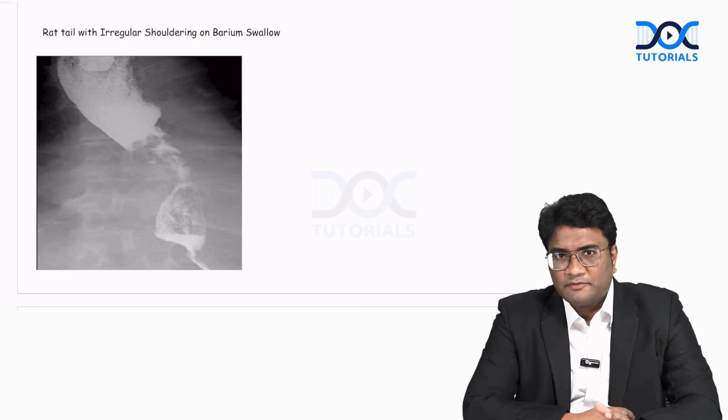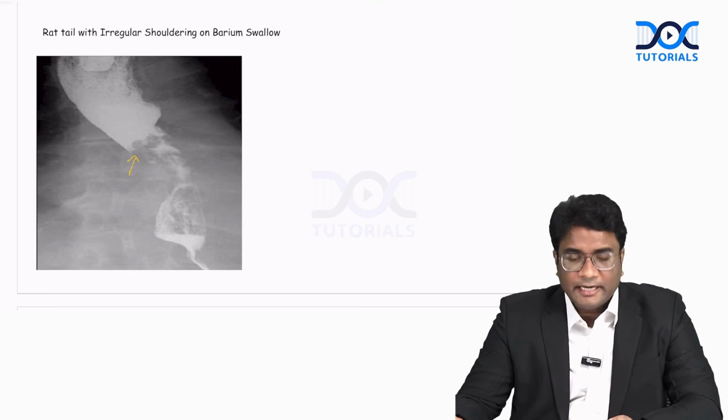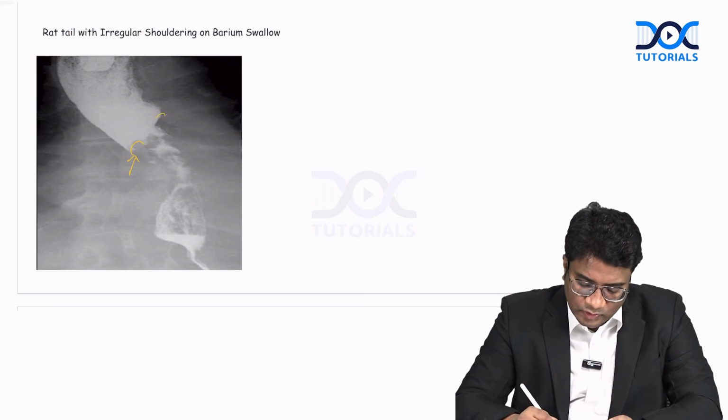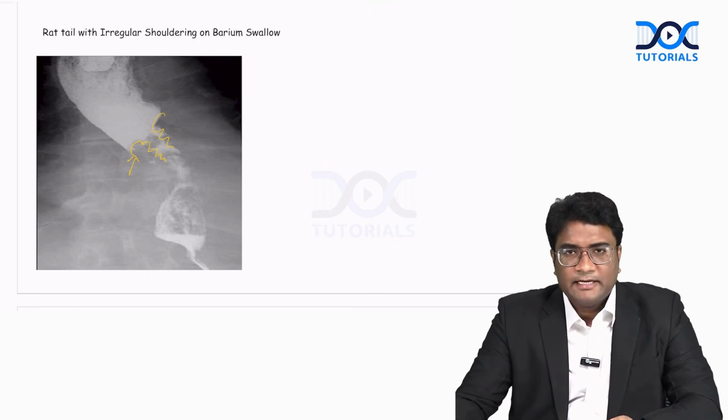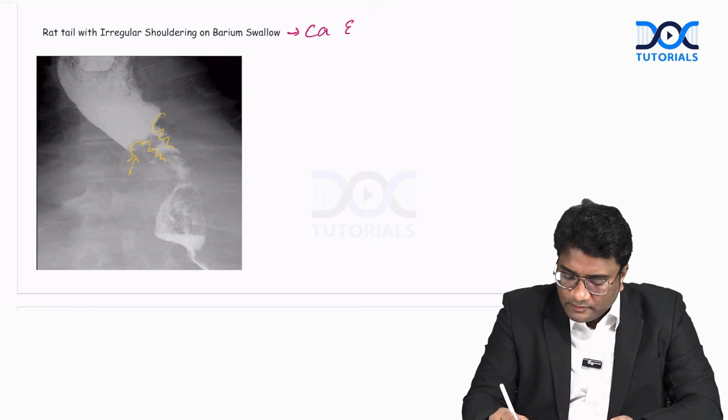Now look at this barium swallow image. Here you see this irregular shouldering and rat tailing like appearance of the esophagus. So if you see such irregular shouldering and rat tailing, this is suggestive of CA esophagus.